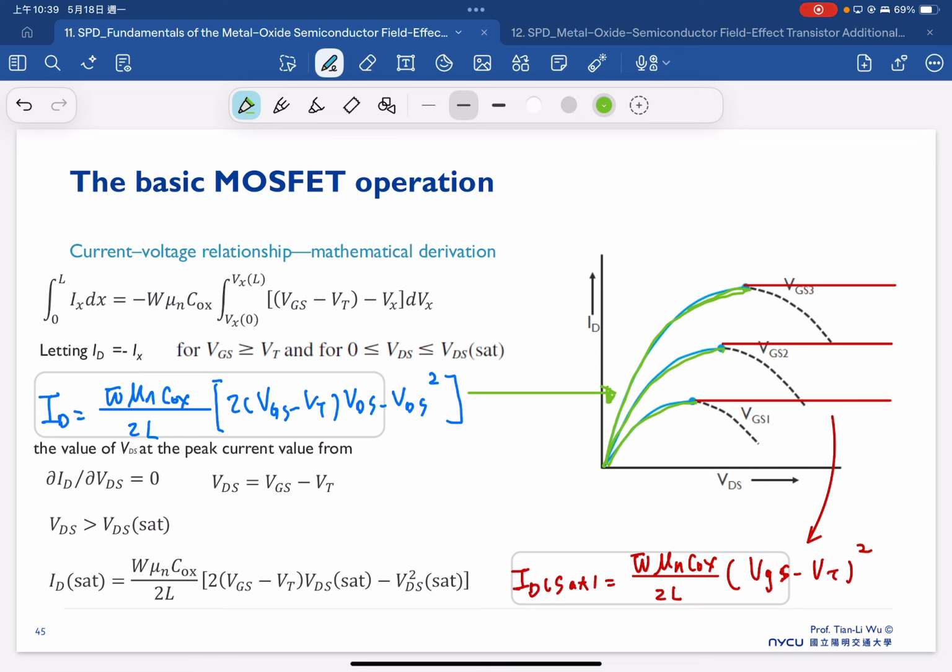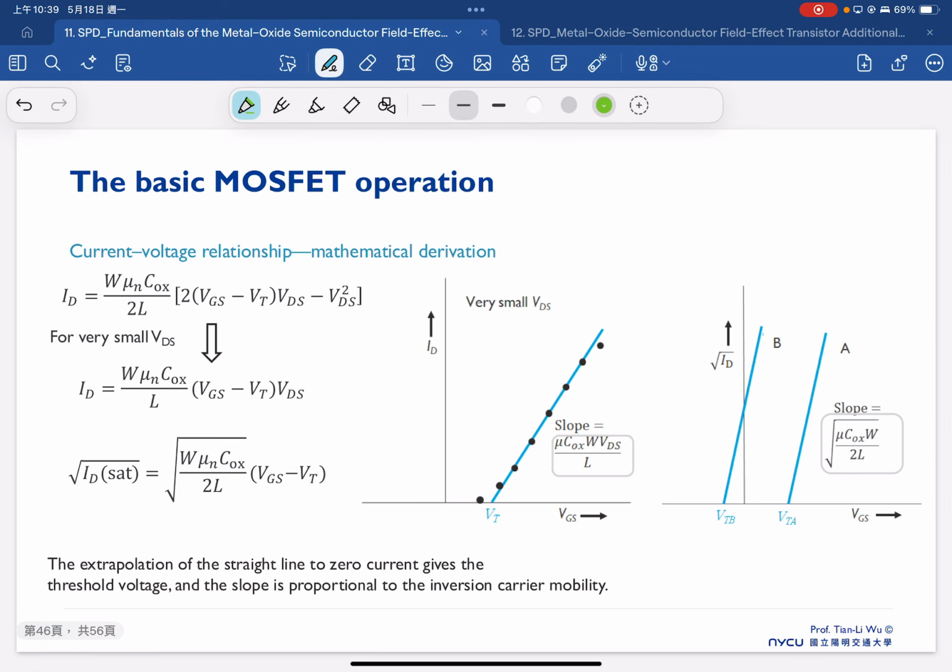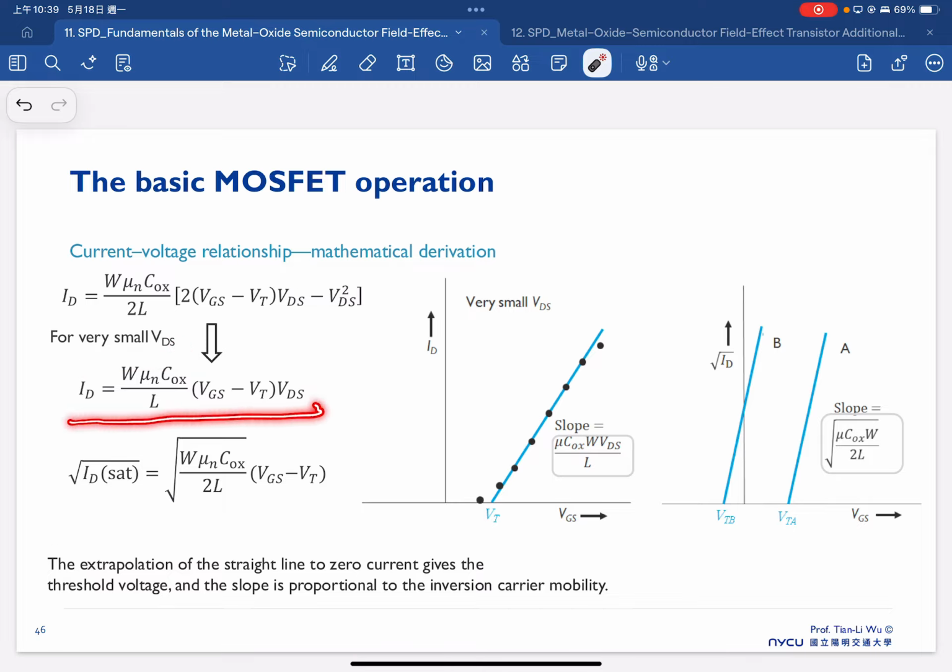So basically, the derivation of this equation is not that special, just follow step by step, and the textbook explains it in great detail. So how is this equation derived? One thing that is interesting to know is that if we have this current equation and consider a very small VDS, then we can simplify this equation like this.